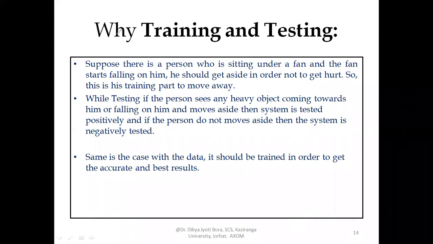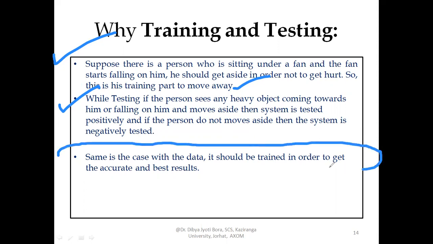Suppose there is a person who is sitting under a fan, then the fan starts falling on him. He should get aside in order not to get hurt. So this is the training part to move away. ठीक है? While testing, if the person sees any heavy object coming towards him or falling on him and moves aside, then the system is tested positively. If the person does not move aside, then the system is negatively tested. Same is the case with the test with the data. It should be trained in order to get the accurate and best result.